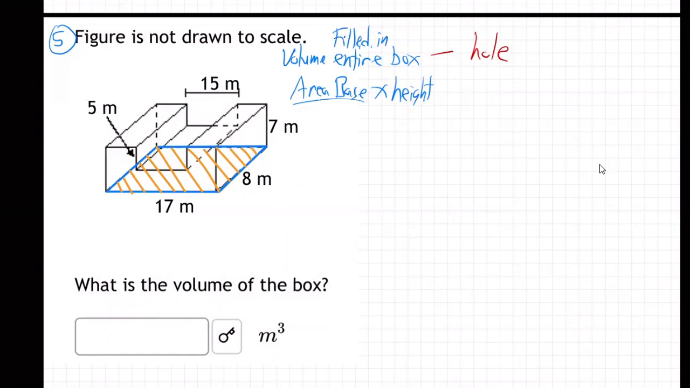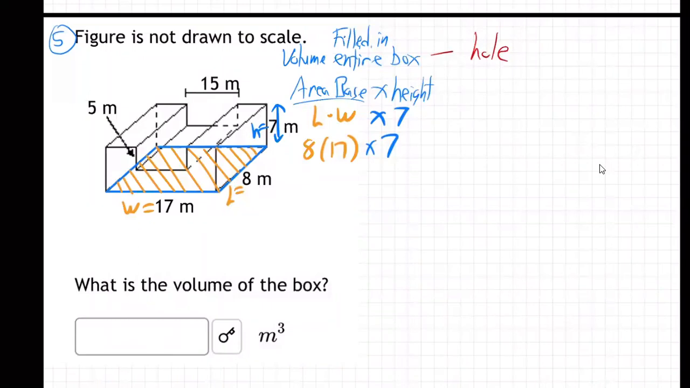So what's the area of that base? Well, it's a rectangle. It's length times width. This is the width. This is the length. 8 times 17 times the height. What's the height? Well, it's right here. This is the height. Height is 7. Right? That's how tall that box is. Times 7. So multiply those together.